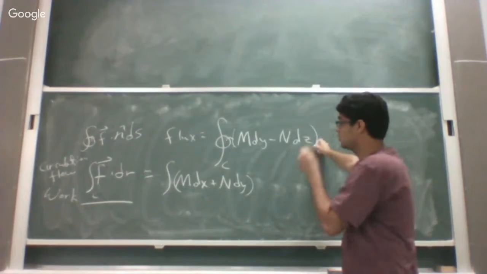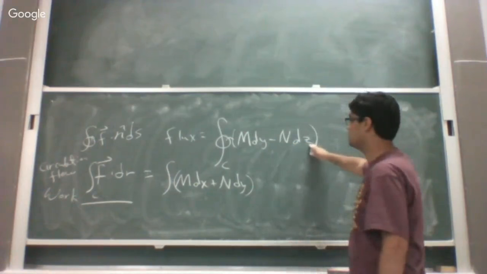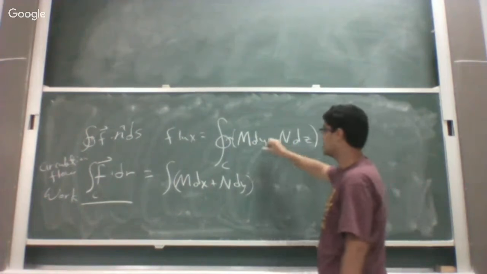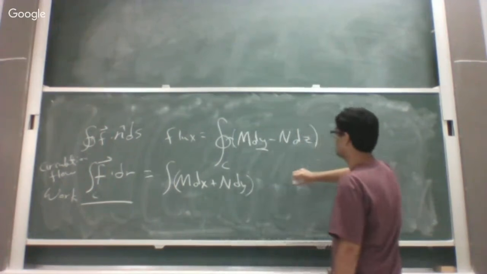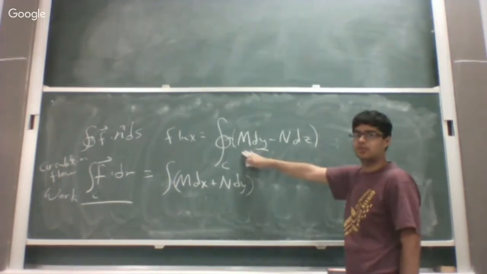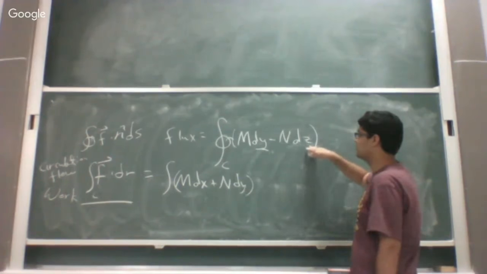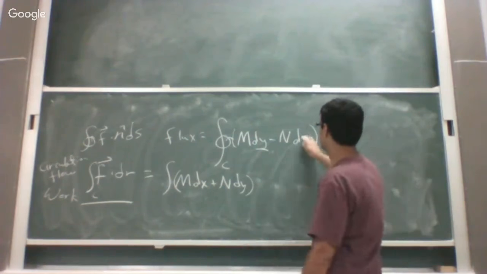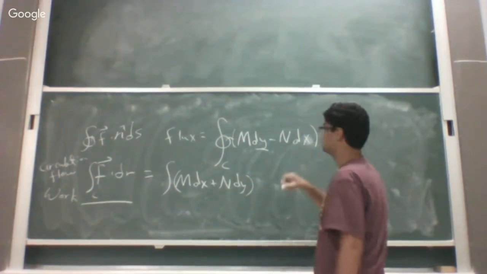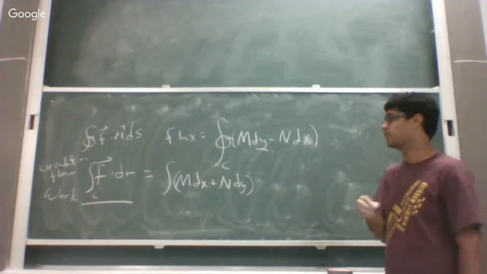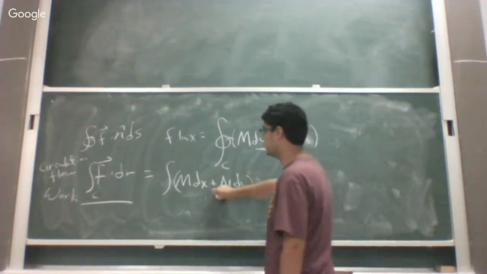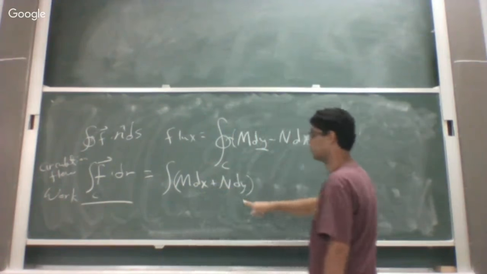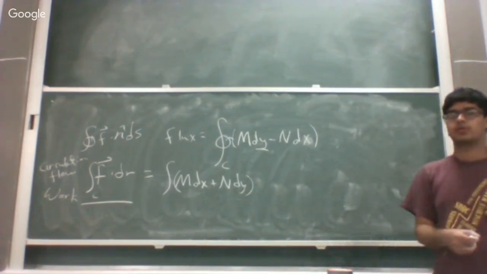So for flux, it's M dy minus N dx. The dy is with the M term, but the M term is still the i component. Minus N dx. But for work and flow, it's M dx plus N dy.